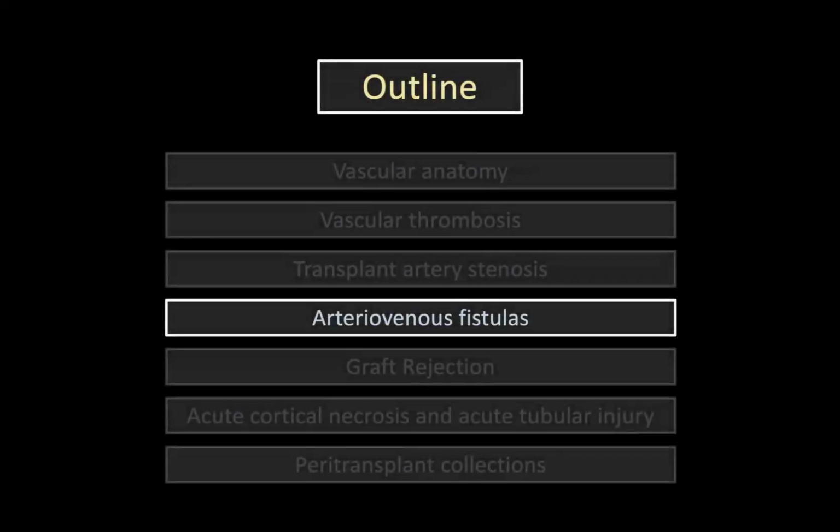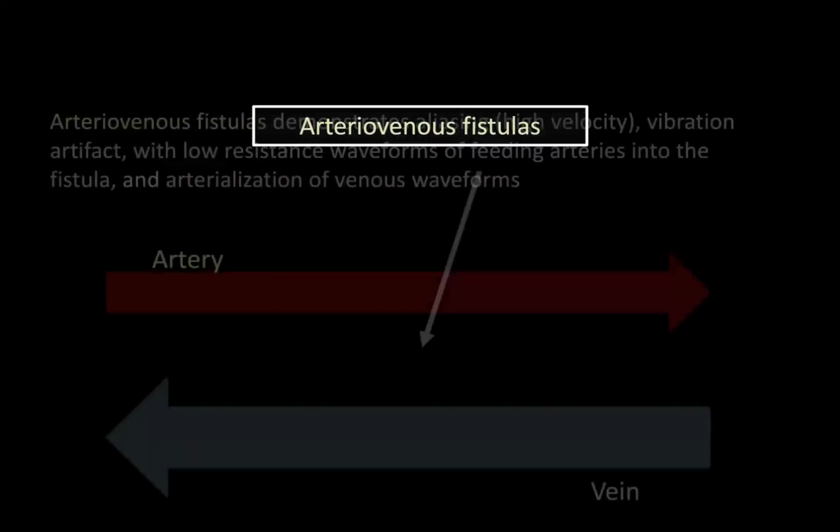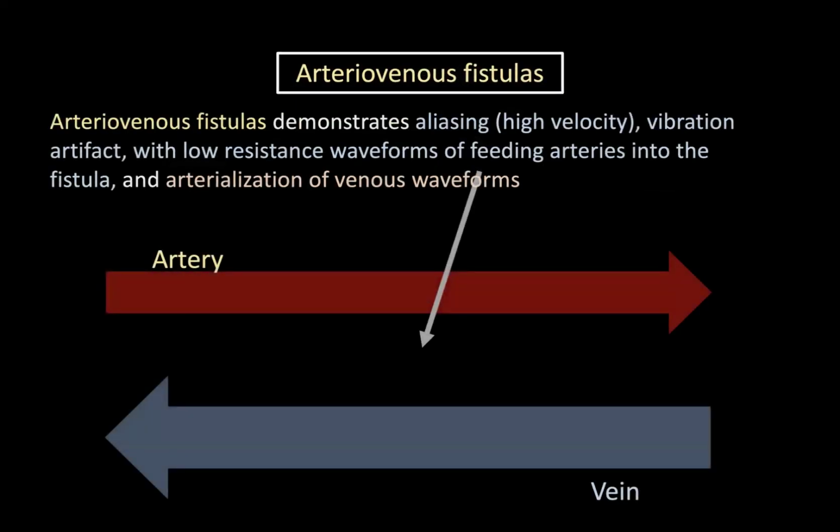Okay, moving on to arterial venous fistulas. Now, arterial venous fistulas are abnormal connections between the artery and vein. They oftentimes occur during biopsies. So here's a needle going from the artery to vein. It creates a channel between the artery and vein and is a low resistance. It's avoiding the higher resistance capillary beds distally.